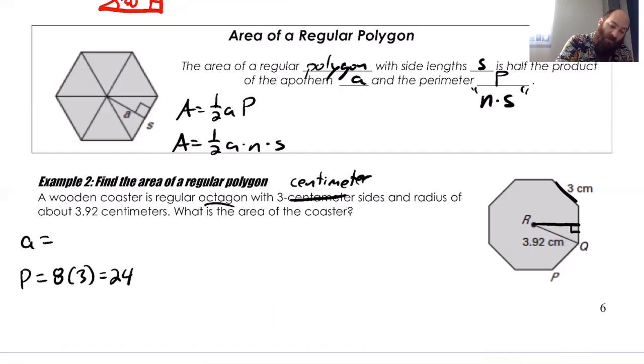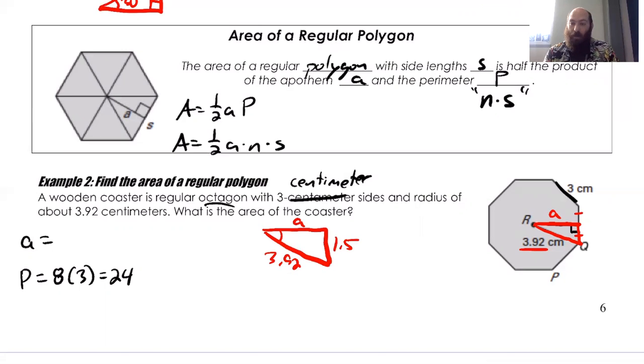Remember what I said before? When I draw that in, I've created a right triangle. There's my apothem. My hypotenuse is 3.92. And the other thing that happens is I split that side up into 2 equal lengths as well. So I can use this as a reference triangle. I have A, 3.92, and then 1.5. I could find the apothem now using the Pythagorean Theorem. Remember, this was a right triangle. So A squared plus 1.5 squared is equal to 3.92 squared.